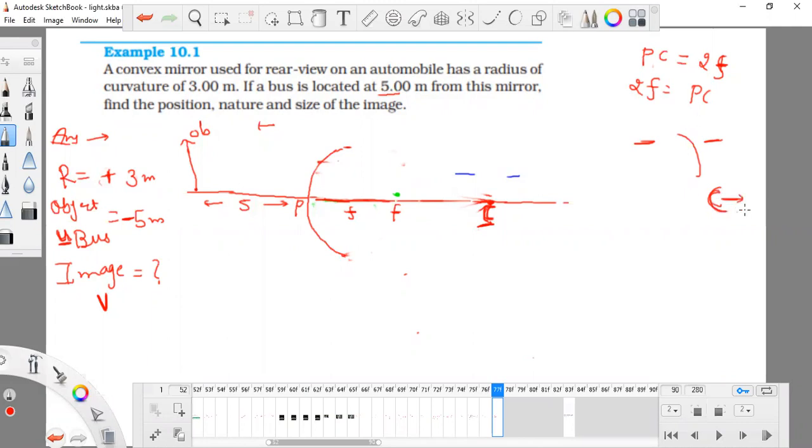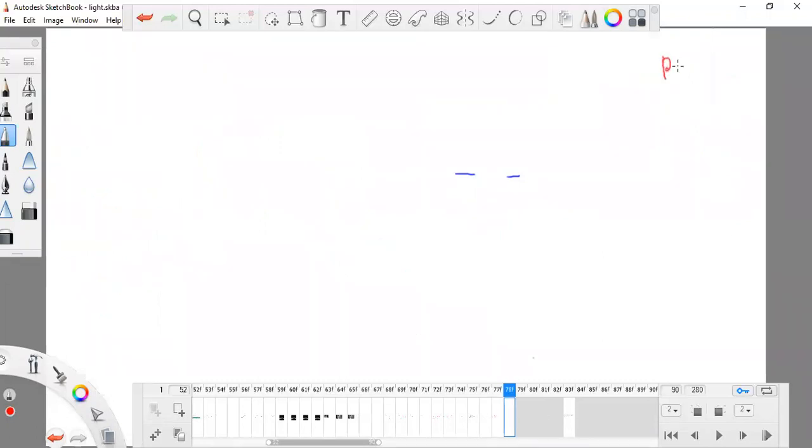will be forming at right side only. I'm very sure about one thing. If it is a convex mirror, everything will be forming at right side. Remember, if anything is forming at right side, I'm very sure, it will be erect and it will be virtual. I'm very sure about this thing.